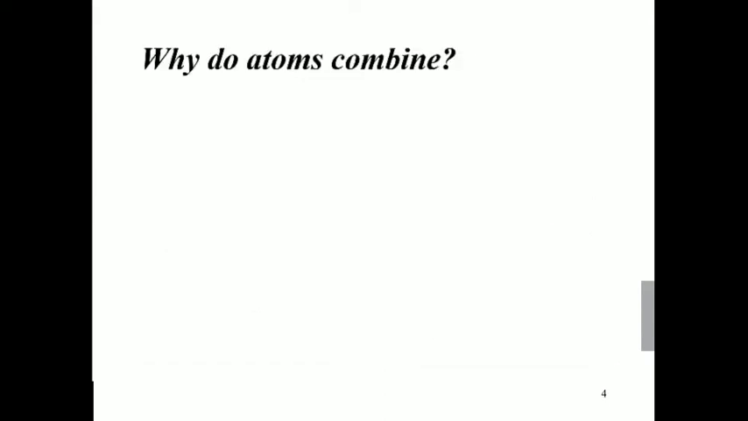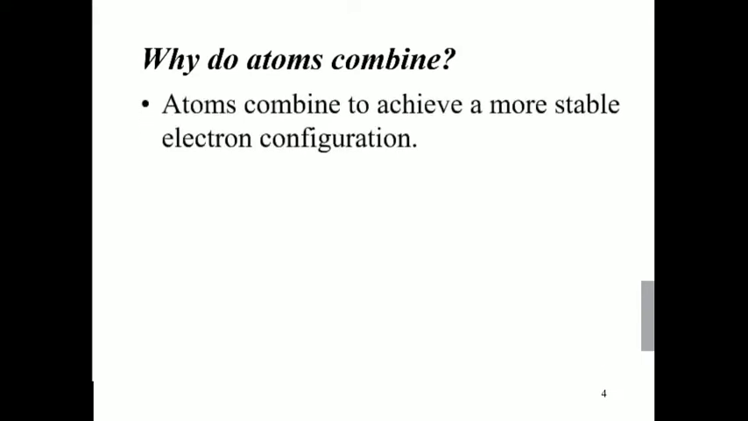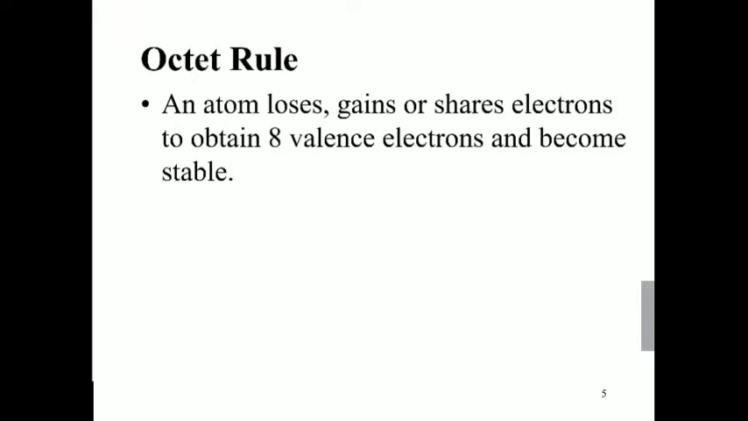But first, let us answer the question, why do atoms combine? Why do they tend to combine and form molecules or compounds? Atoms combine to achieve a more stable electron configuration, and stability of configuration is based on the complete distribution of electrons in the outermost shell of the atom. The octet rule states that an atom loses, gains, or shares electrons to obtain 8 valence electrons and become stable. For the atom to become stable is to attain the same configuration as the nearest noble gas from it.